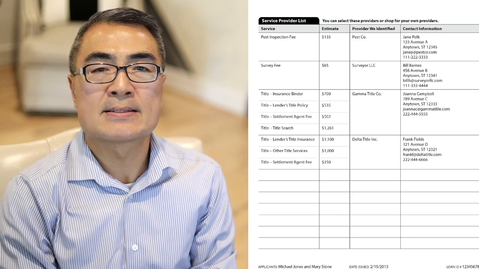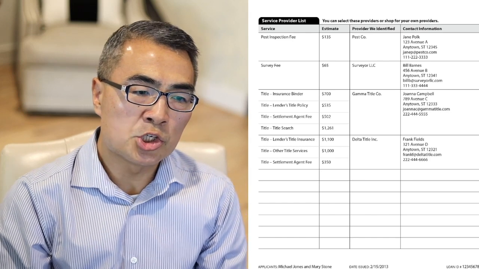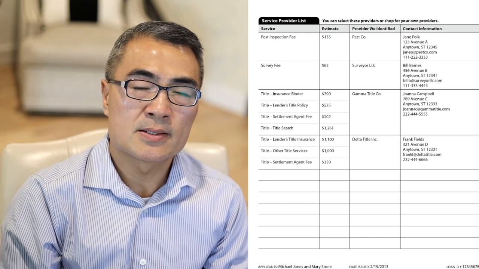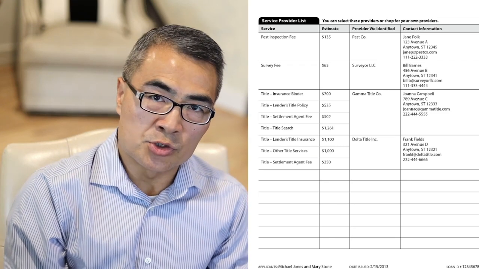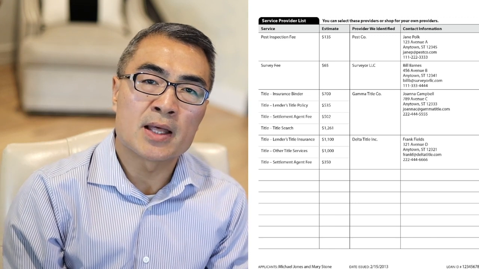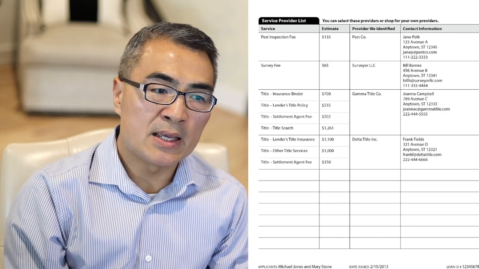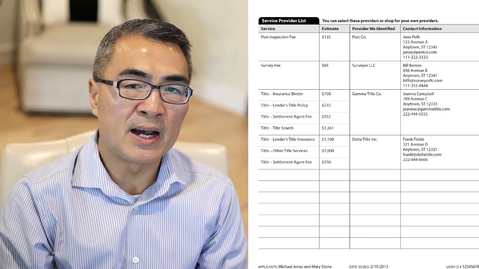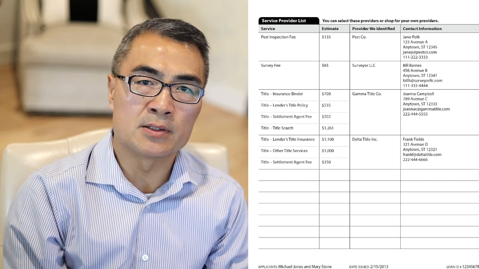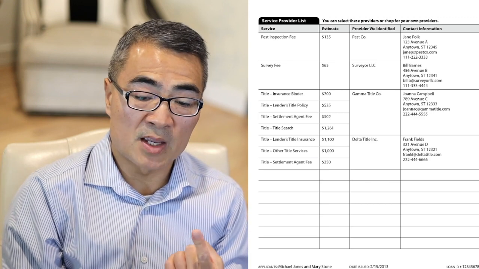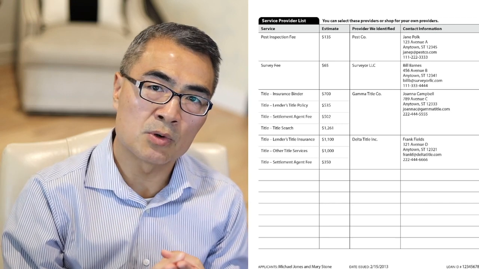Why do we need it? Number one, the service provider is required in connection with the issuance of a loan estimate. And number two, when a loan estimate is issued with services that the borrower may shop in Section C on page 2 of the LE, then it's necessary to provide a service providers list listing at least one provider for the services. For example, title services, inspections, surveys, and so on and so forth.